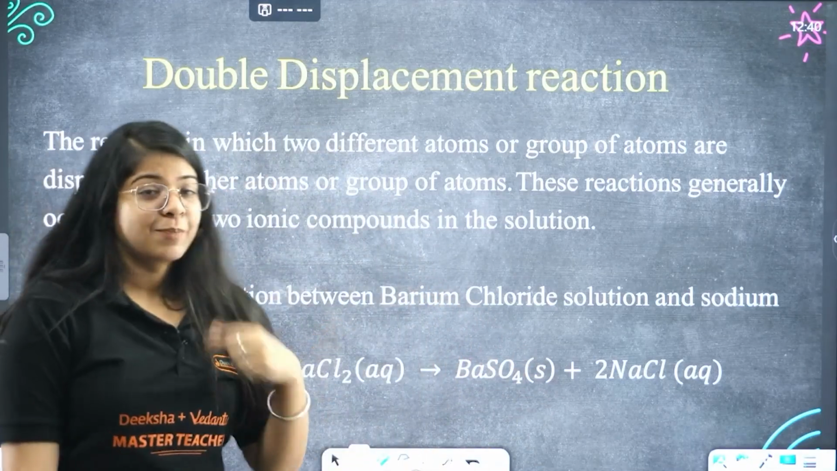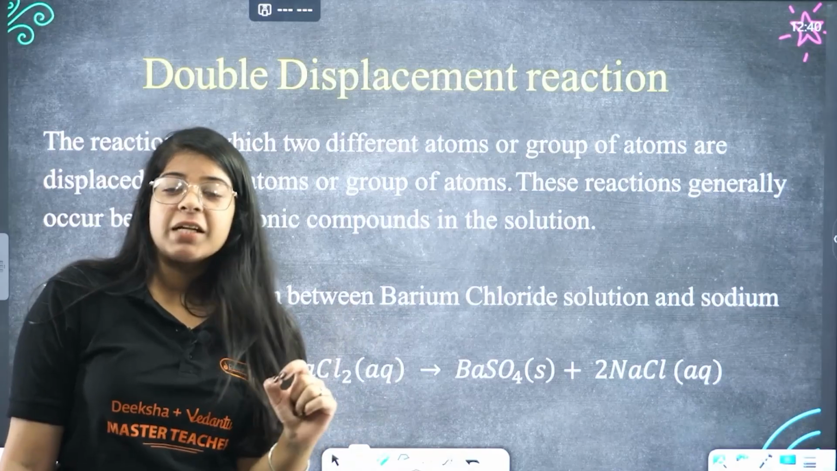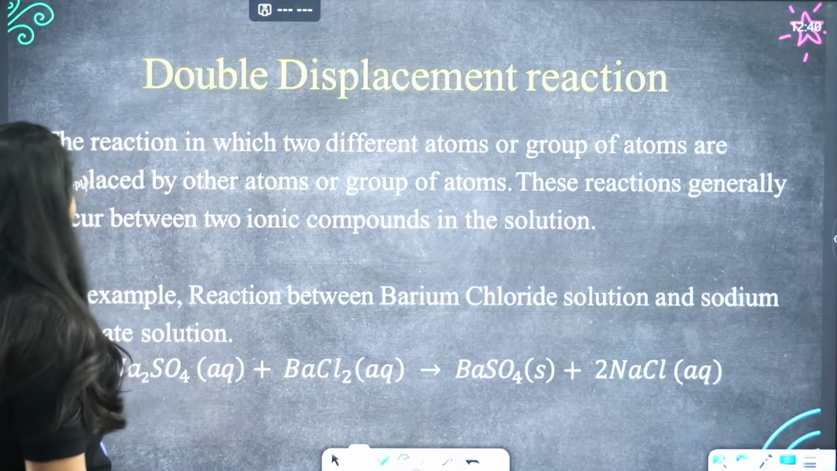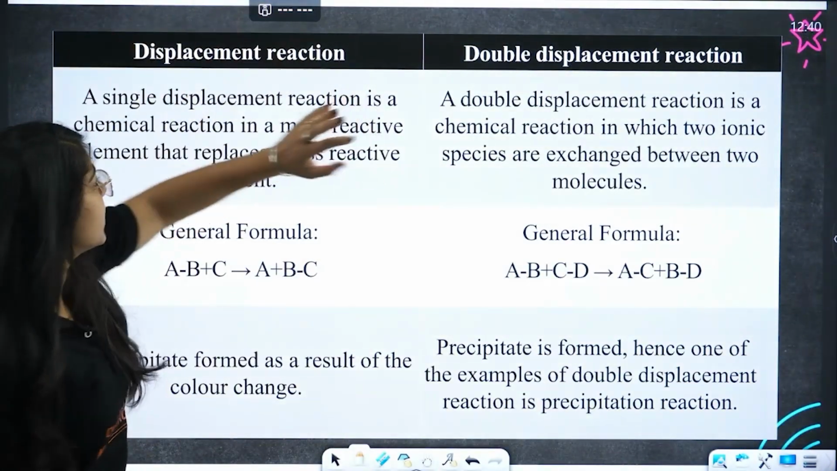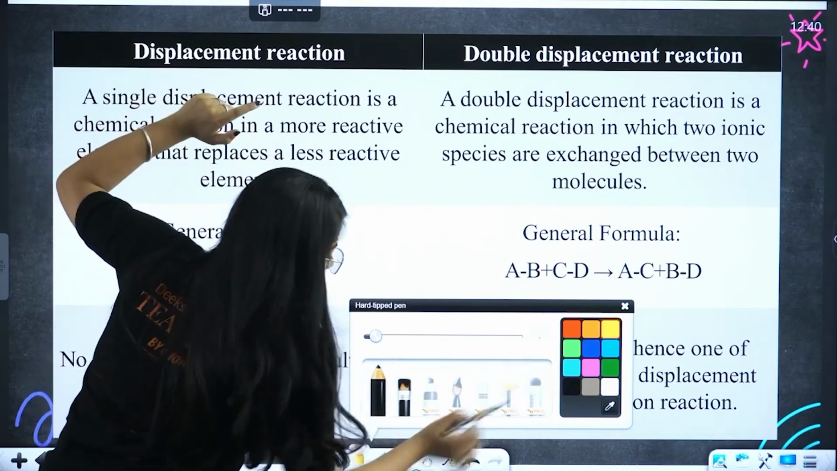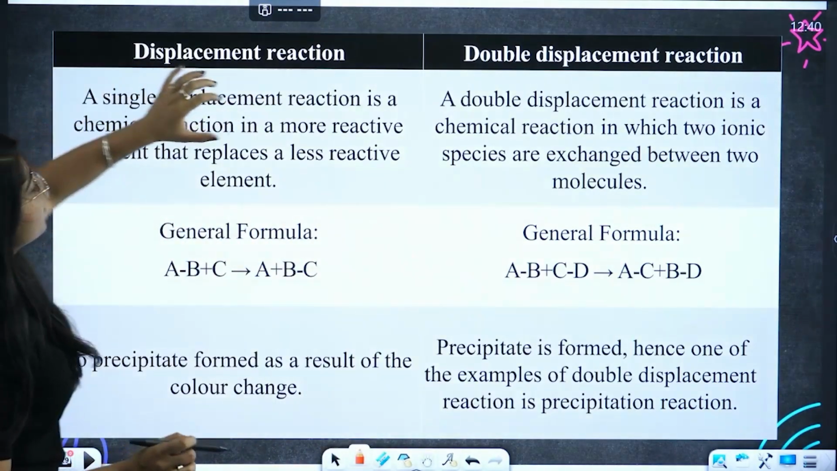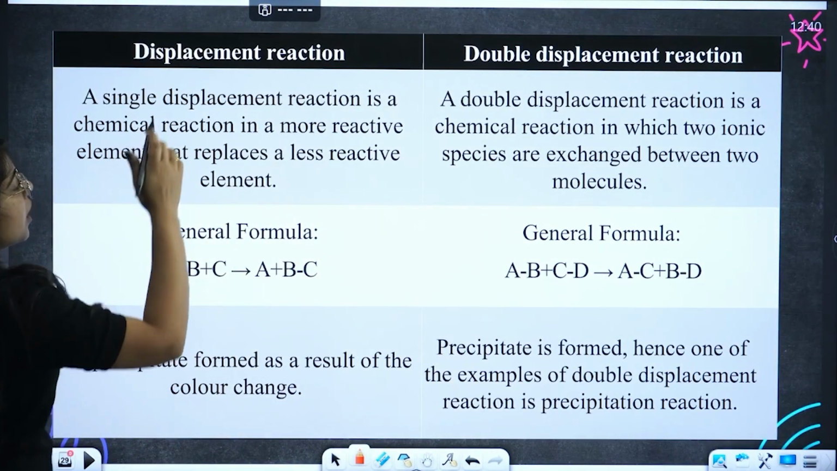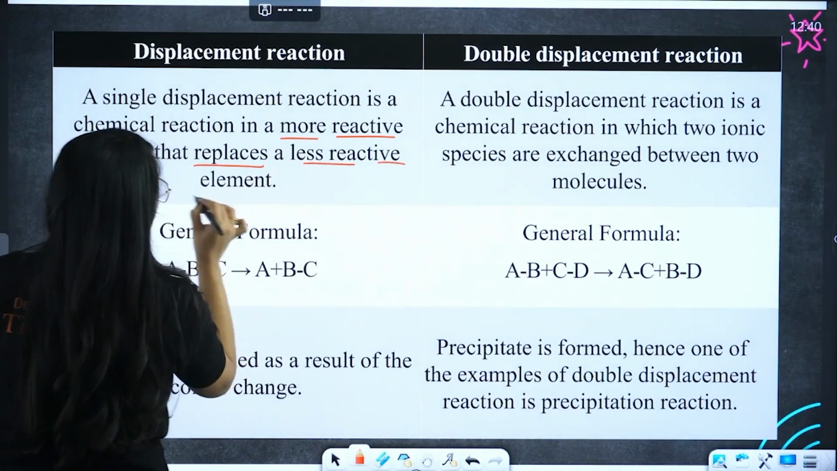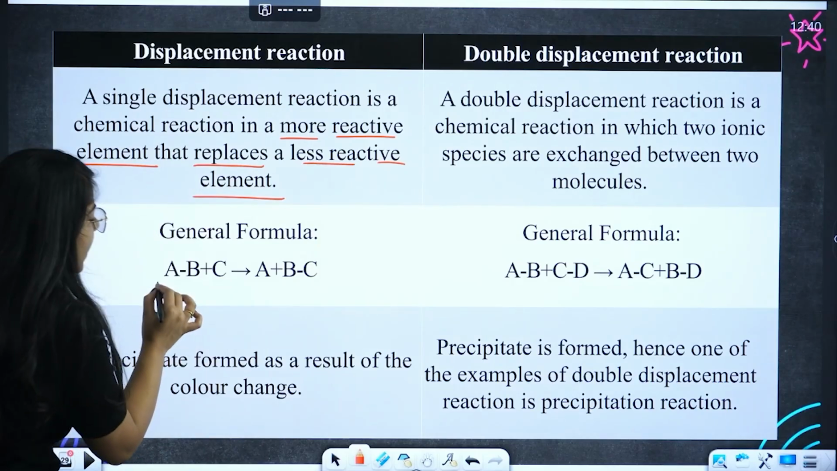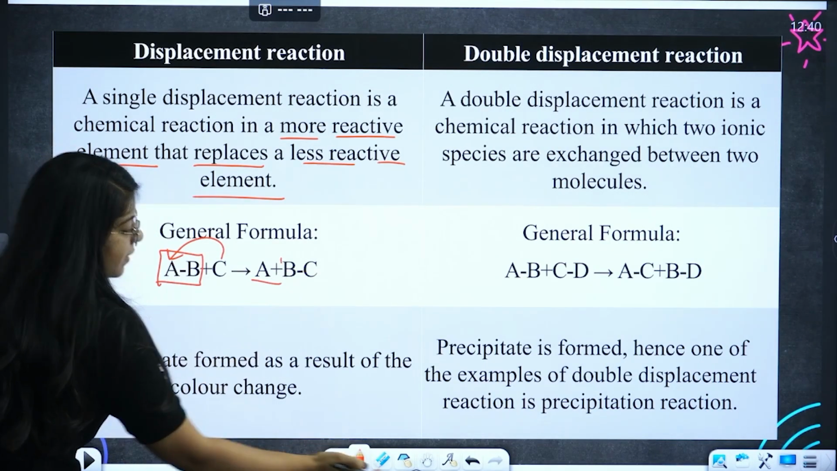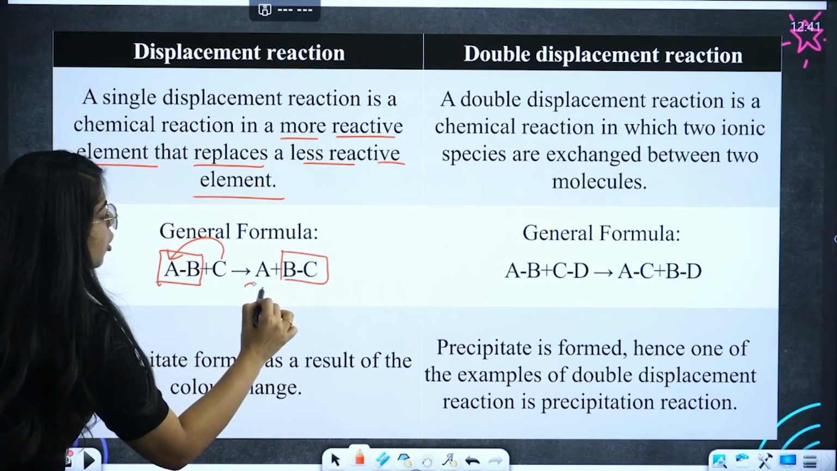So displacement reaction is a triangle, but double displacement is not a triangle, it's a square. Okay, what's the actual difference? See, a single displacement reaction is a chemical reaction in which a more reactive element replaces a less reactive element. The general formula is A and B was a compound, C replaced A. So now B and C are a compound and A is lonely.